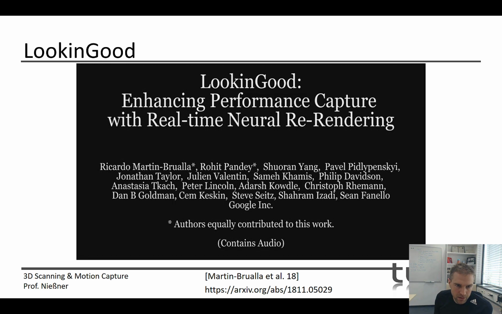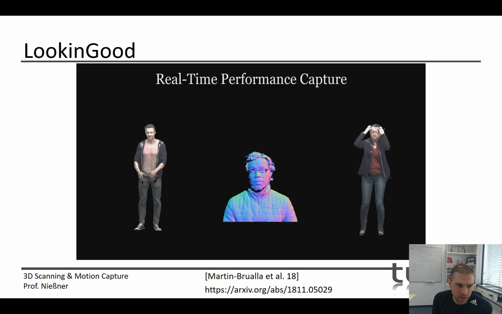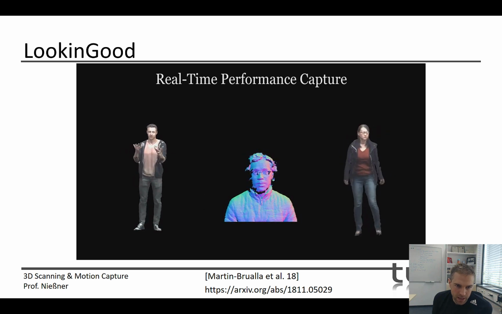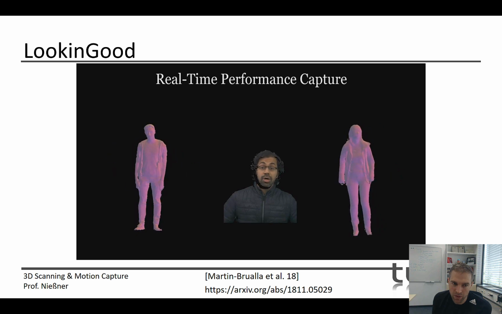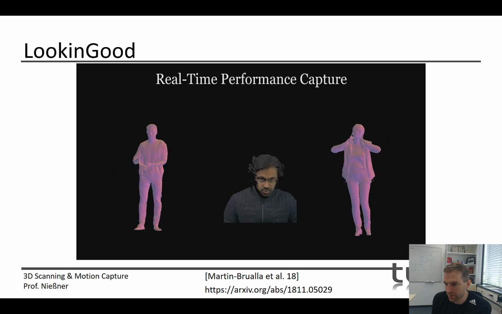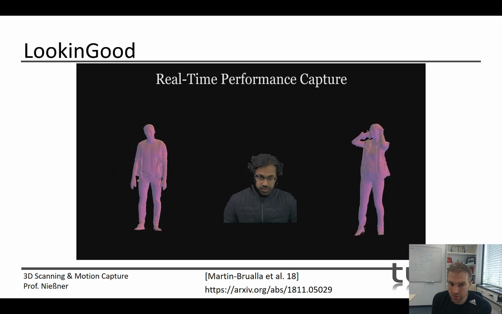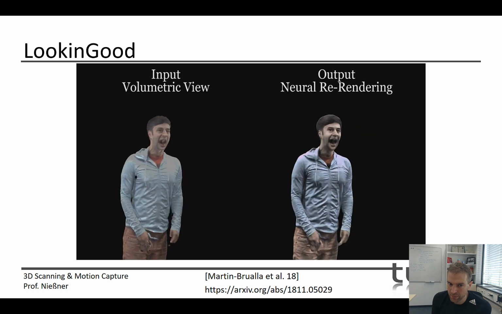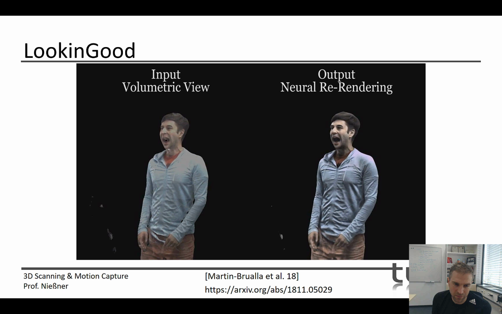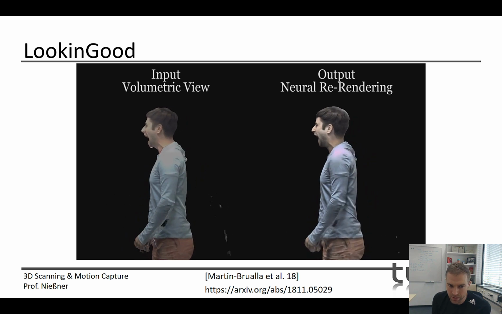So, play actually. Hope it plays. Yeah. Okay. So here the idea is they basically have a capture setup, and then they can use the neural network in order to get real-time performance, where they're patching up the imperfect reconstructions with the neural rendering network to get better visual results at the end. And this is kind of what they're getting here. And I think that looks kind of cool.